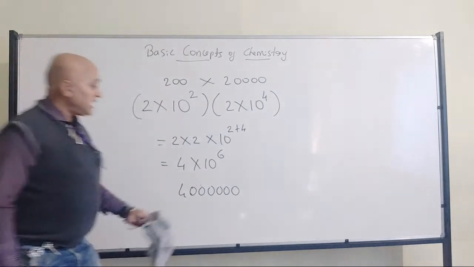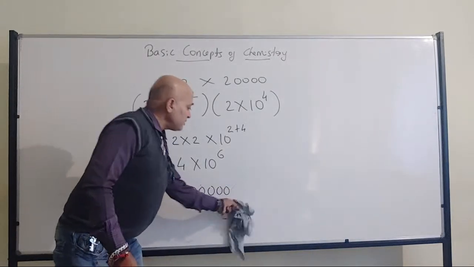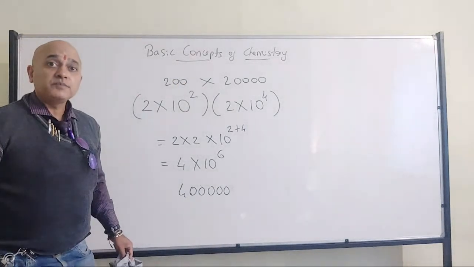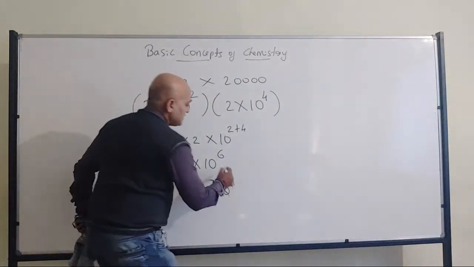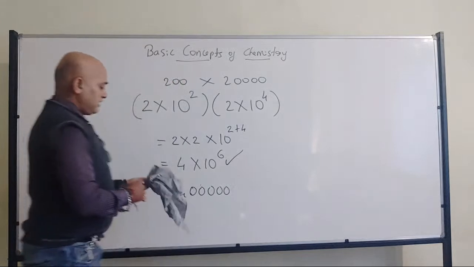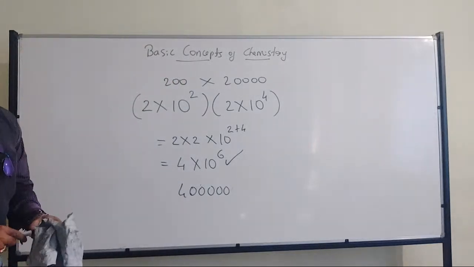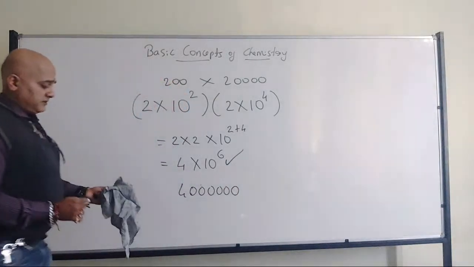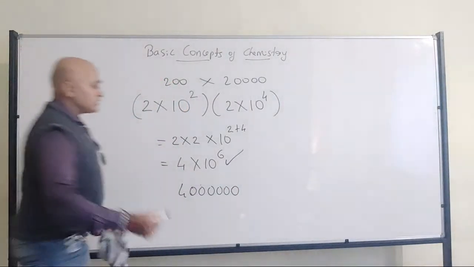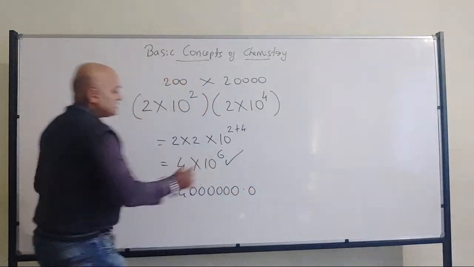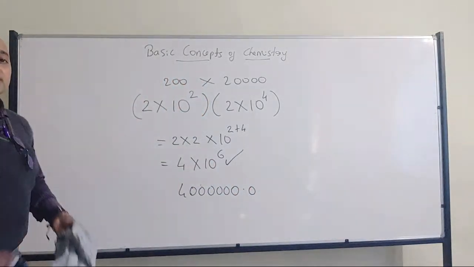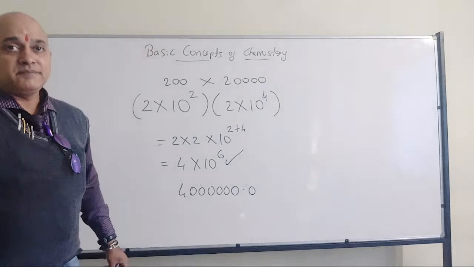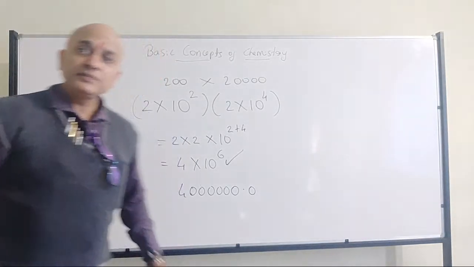There is a chance that I can make a mistake by not writing 1, 0. So to avoid these mistakes, we can simply write it with scientific notation. So 4 into 10 to the power of 6 is nothing but this value only. Okay? To be more specific, this value only. 4 into 10 to the power of 6. All of you have understood?